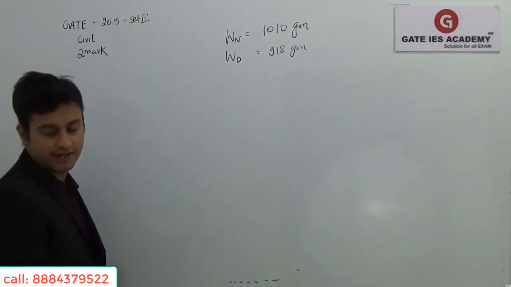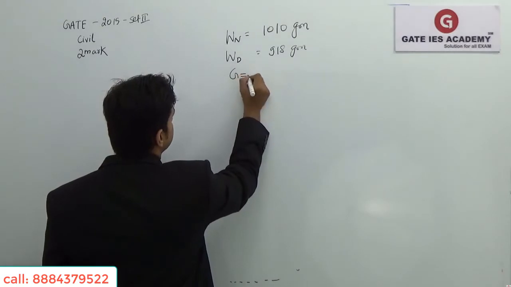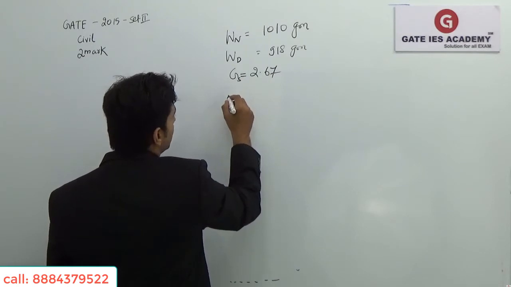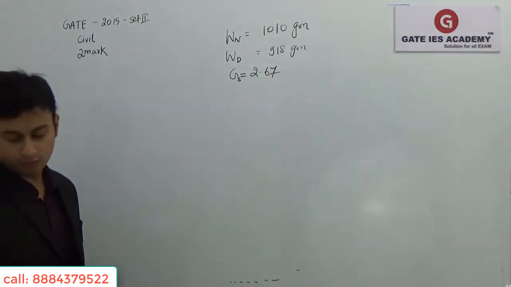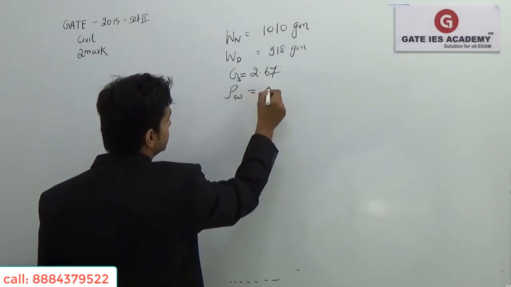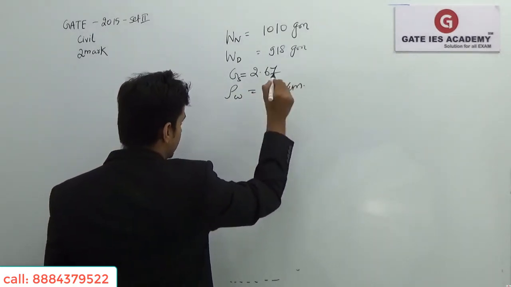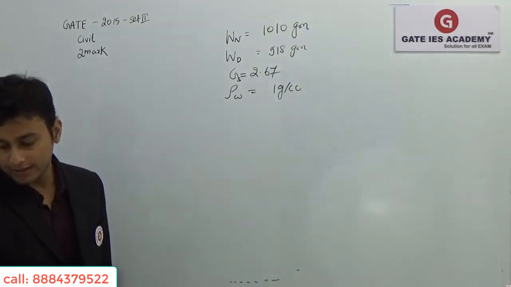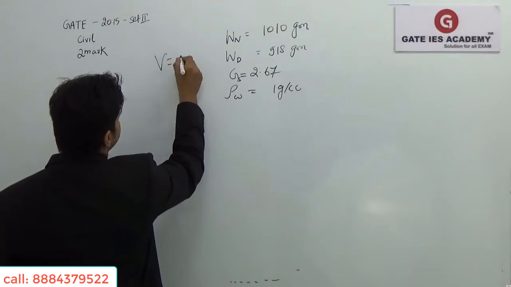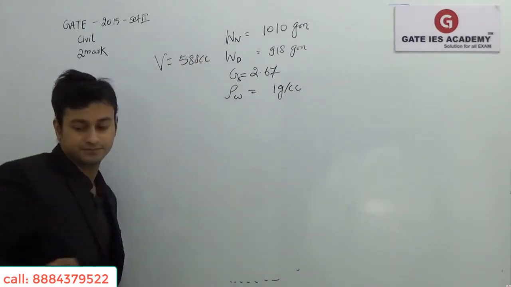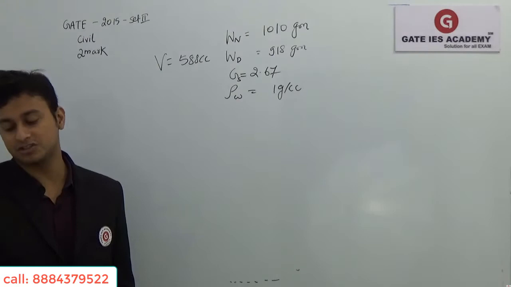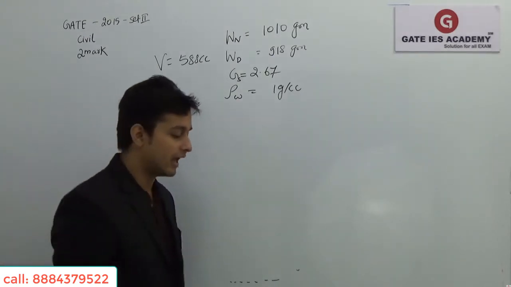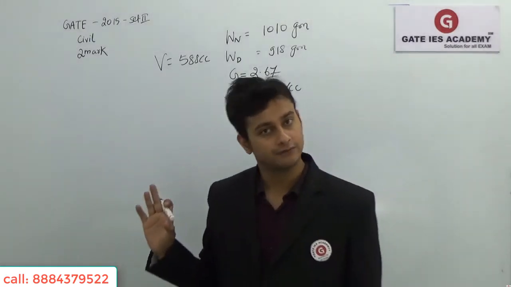Also the G value is given as 2.67. That is GS only, 2.67 is given. And also they have given the density of water, that is rho W, as 1 gram per cc. And the volume of the system is 588 cc. This is a very easy question, very easy for 2 marks, because here everything is given. You don't have to be confused.